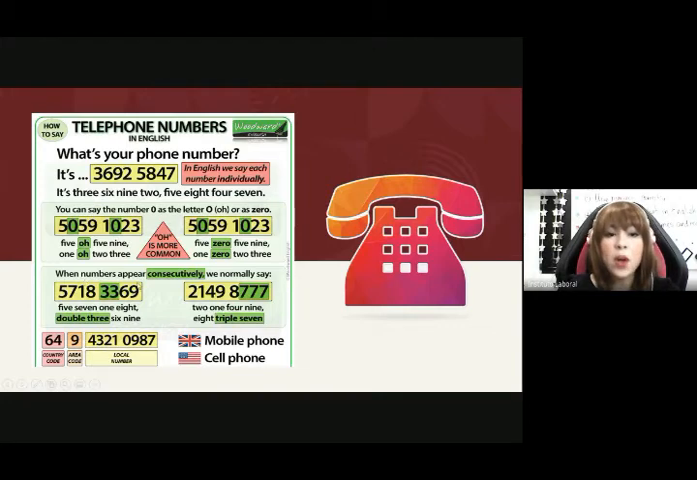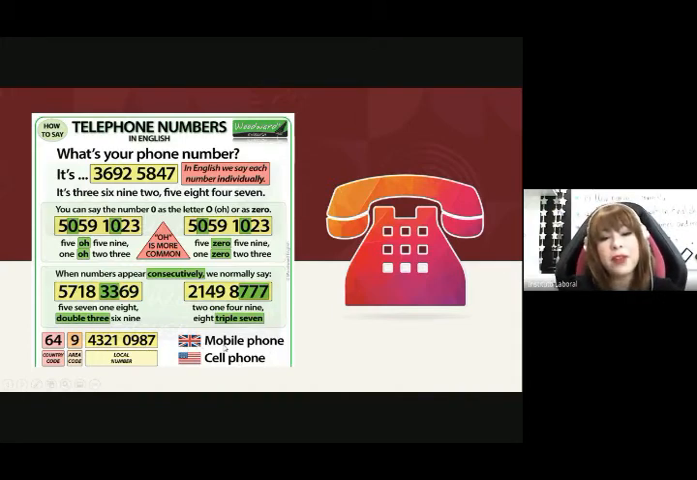Okay? When numbers appear consecutively, we normally say 570833. Like in here, we have 3, 3 together. You say this like double 3 consecutively. Okay? You mentioned 10 consecutively. 3369. In here, we have 77. Okay? 21498777. 777, that means 3 times 7. Okay?